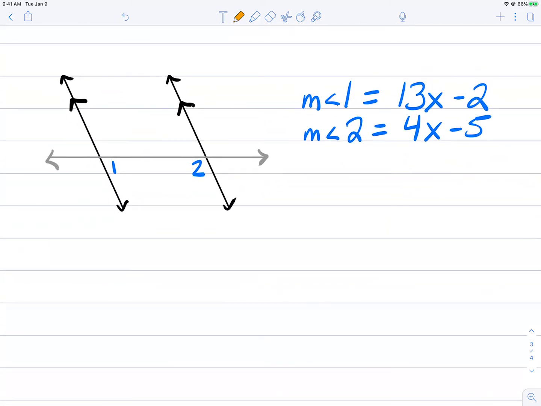Now if this was my picture, and again my parallel lines are going in a slightly opposite direction of what our original pictures look like, feel free to rotate it if you want to. We have our transversal, which is this one right here, and our two angles are on the inside of the parallel lines, and they are on the same side of the transversal, which means they are consecutive interior angles. Now, one of the things we know about consecutive interior angles is they add up to 180 degrees.